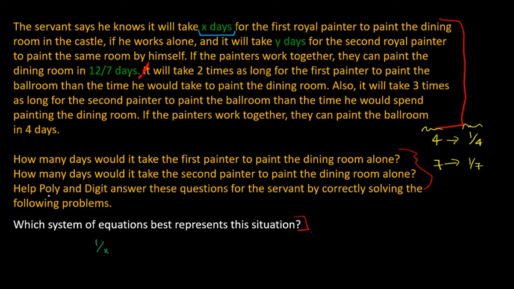Hopefully that makes sense. If not, just follow along with this template. So y is going to be the same thing: 1 over y. Instead of saying it takes me y days to do something, let's use an example. Let's say it's going to take me 5 days to paint my garden.